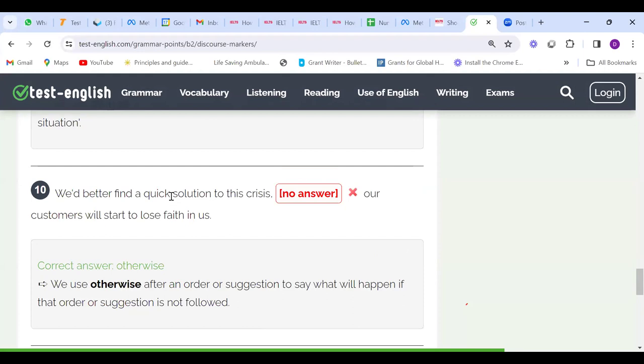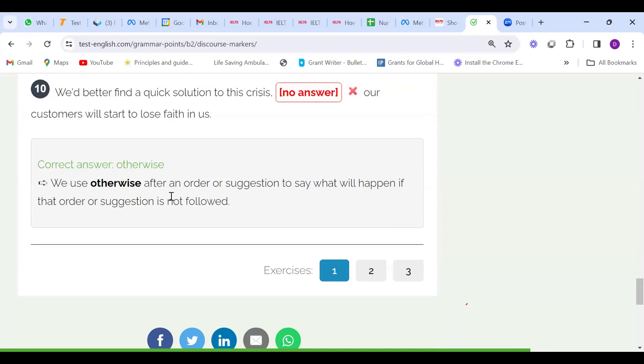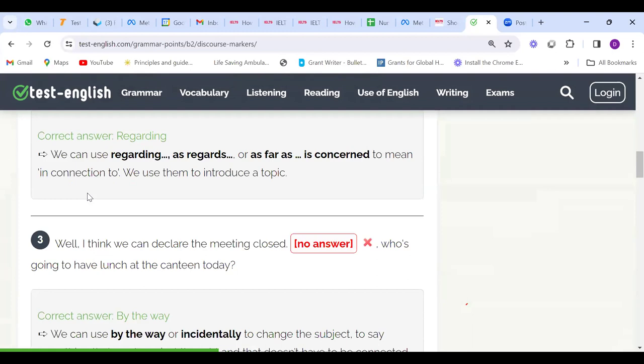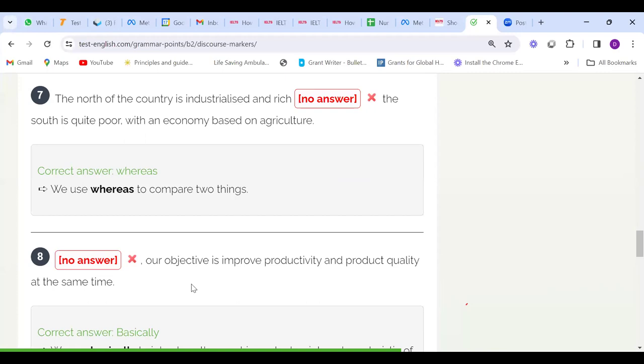We'd better find a quick solution to this crisis, dash, our customers will start to lose faith in us. So otherwise, our customers will start losing faith in us. We use otherwise after an order or suggestion to say what will happen if that order or suggestion is not followed. Okay, so my good friends, these are about 10 exercises. There are many, many more. Those who love, I can share the link with you and you can do those exercises privately and quietly to improve your use of discourse markers.